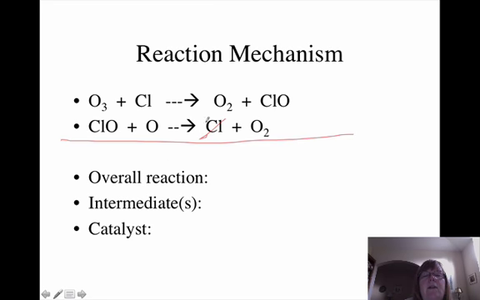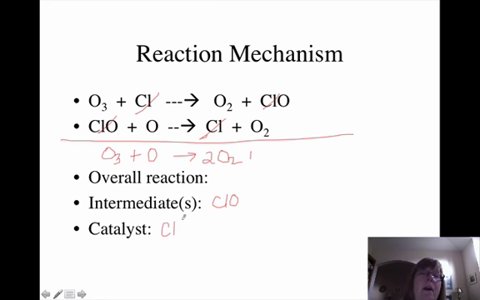Let's see, this chlorine is going to be crossed out, and the chlorine monoxide is crossed out. And I wind up with something that looks like O3, which is ozone, plus O yields O2, and there are 2 of them. Okay, so that's the overall reaction. An intermediate, looks like ClO is an intermediate. It's made and then used up. And the catalyst that speeds up this reaction is chlorine.